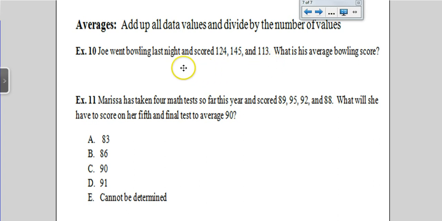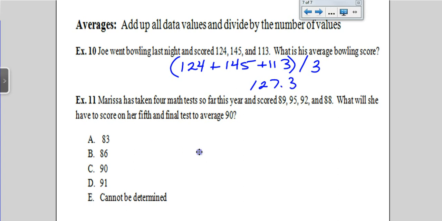So you're going to take 124, you're going to add 145, and you're going to add 113. Now here's the key. Before you divide by 3, you either need to hit enter or you need to use parentheses before dividing by 3, so that way your calculator knows to do the summation before it divides. And the answer comes out to 127.3.